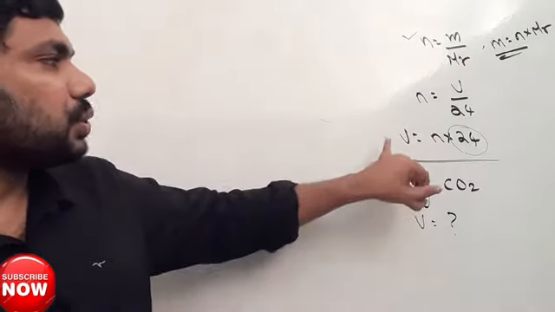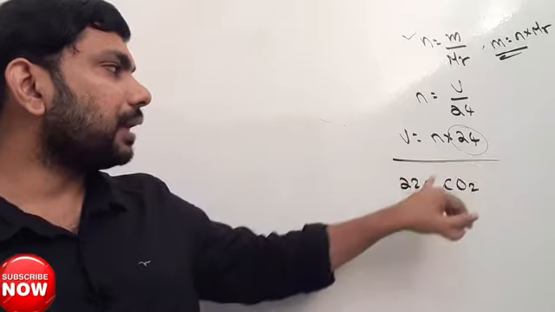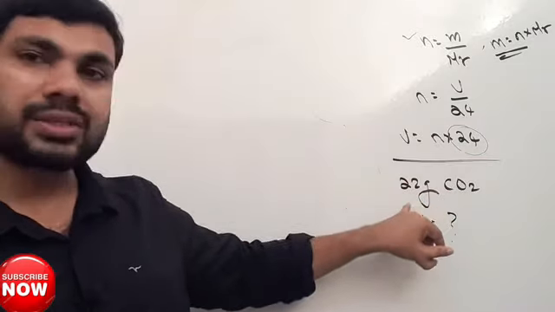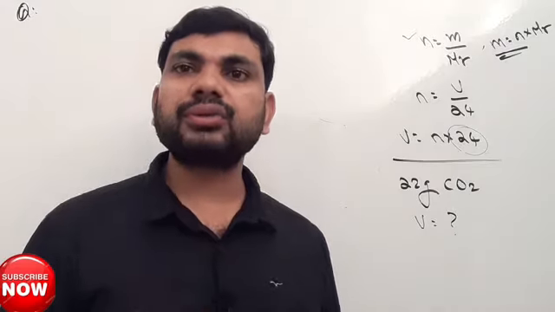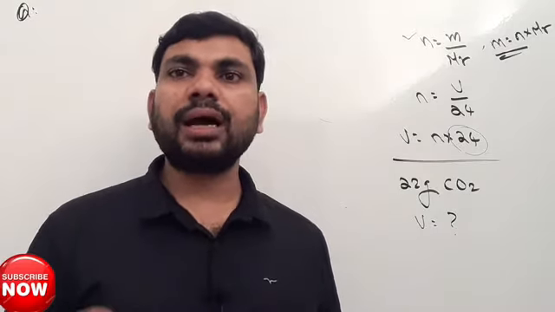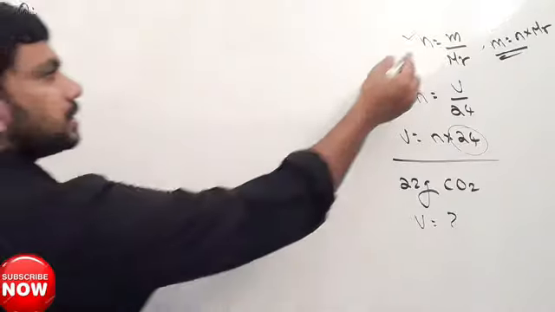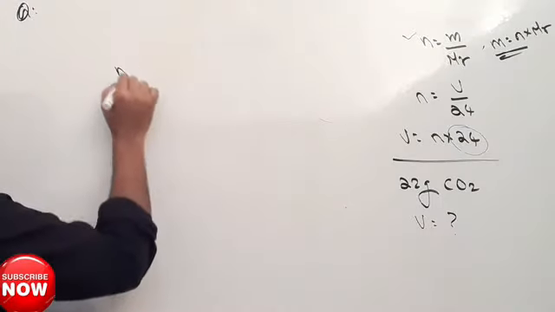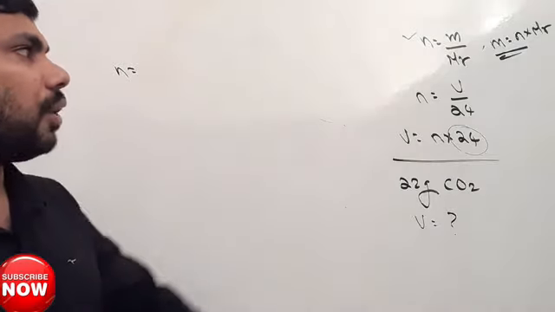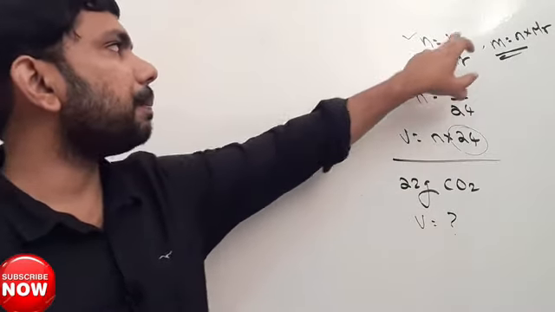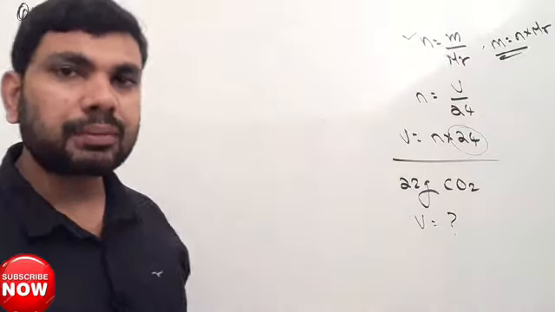So you cannot use volume equals number of moles times 24 directly. Here it is not the number of moles, it is the mass of carbon dioxide. So first you have to find the number of moles. You can use this equation: number of moles is equal to mass over molecular mass.